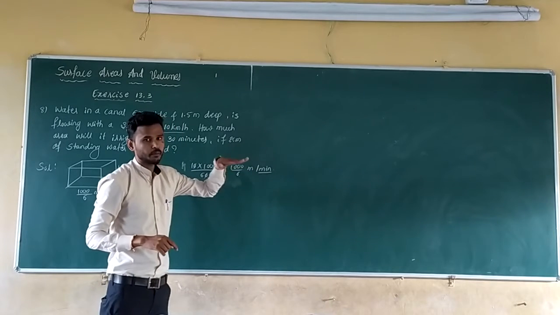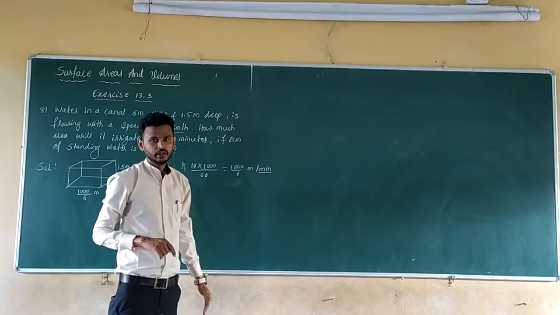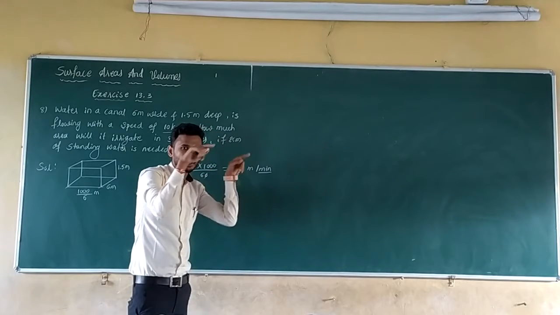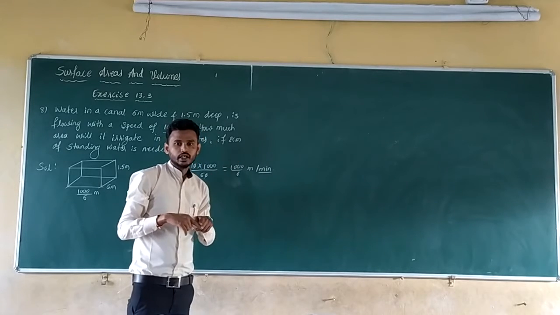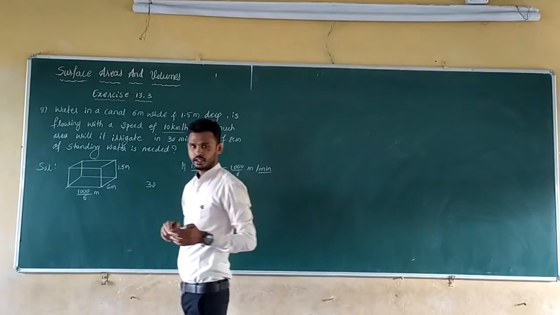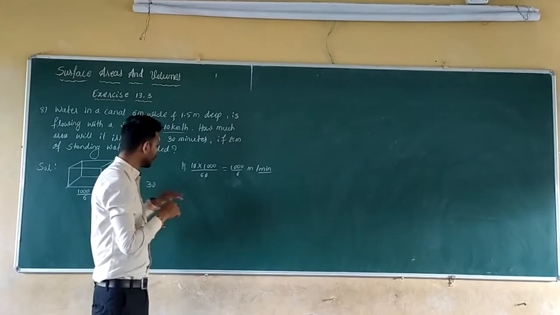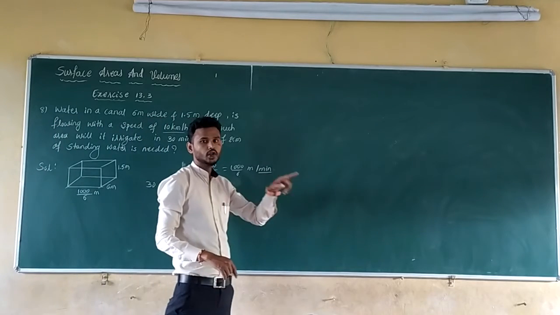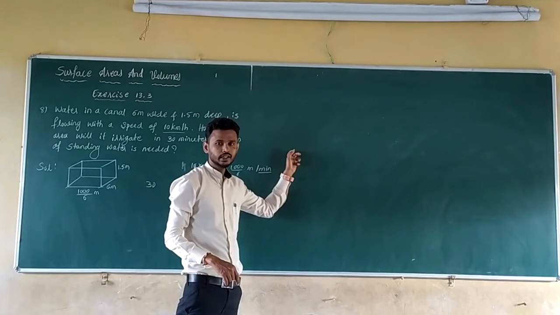And what will be the shape of that water while irrigating? That is also a cuboid, because if it stands 8 centimeter high, then it will form a cuboidal shape. The canal is also a rectangular, that means cuboidal, shape. So the volume of flow of water in 30 minutes is the same as the volume of water used for the irrigation.